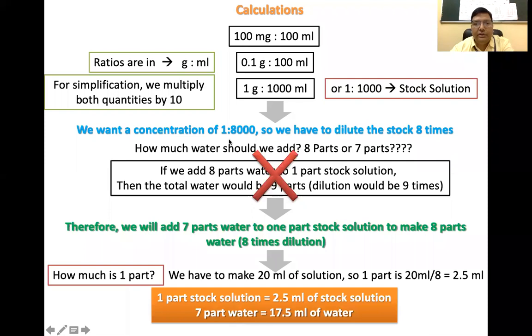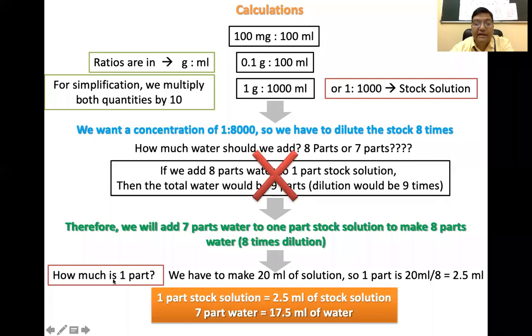Then we want to get a solution of concentration 1:8,000. So we have to dilute the stock solution 8 times. How are we going to do that? Will we add 8 parts of water or 7 parts of water? If we add 8 parts of water to 1 part of stock solution, then the total would become 9 parts. That means the dilution will become 9 times. Therefore, we have to add 7 parts of water to 1 part of stock solution to make 8 parts. That means 8 times dilution.